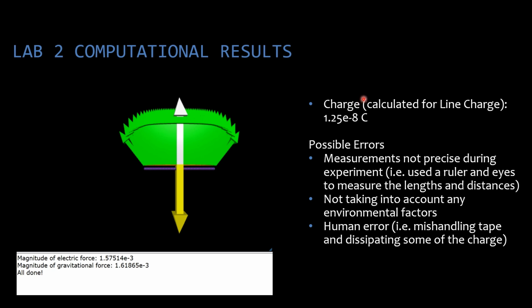Now the charge that I used to calculate the line charge was 1.25 e to negative 8 coulombs, and it got us to a very close cancel out of our magnitude of electric force and gravitational force, within a very small degree of difference. The possible errors here could be the measurements not being precise during the experiment, i.e. I used a ruler and my eyes to measure the distance between the two tapes while they were floating, which isn't the best way to measure. There's also not taking into account any environmental factors or anything outside the system. And there was also human error, as in I could have mishandled the tapes and dissipated some of their charge.